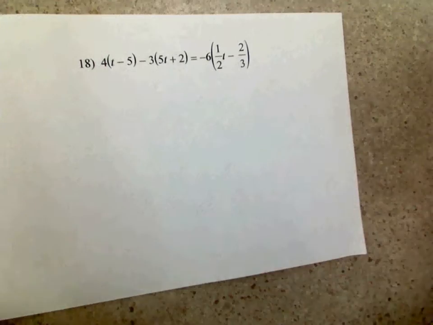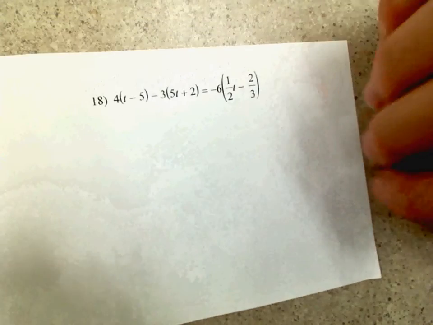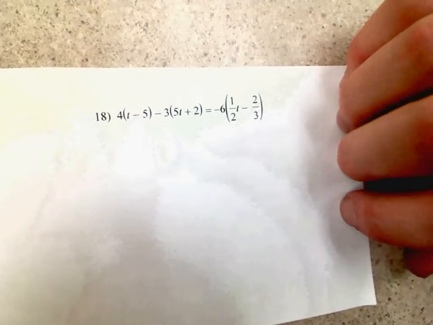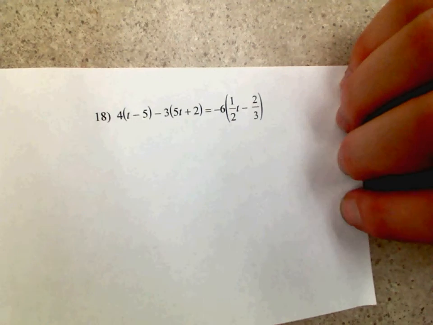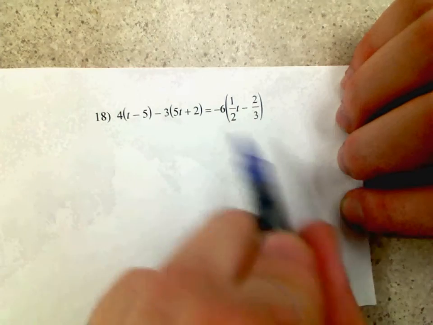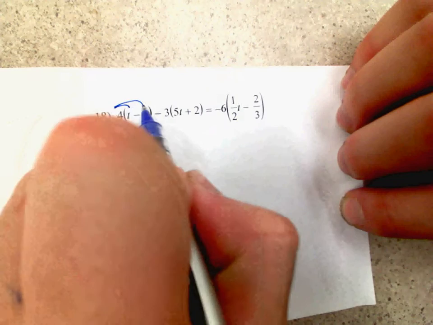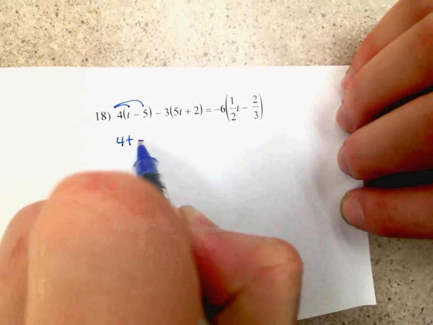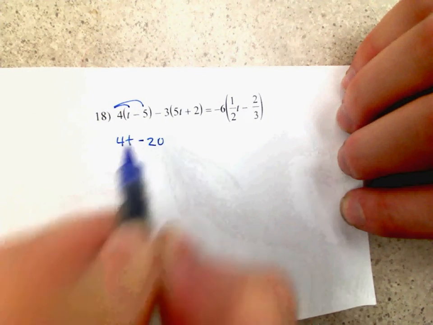Same thing on 18. I've got a lot of distributing to do here. Anytime you see that number outside a set of parentheses, you want to go ahead and distribute it first. Might as well get that out of the way. So I'm going to distribute all three. 4 times t and 4 times negative 5. That would be 4t minus 20.